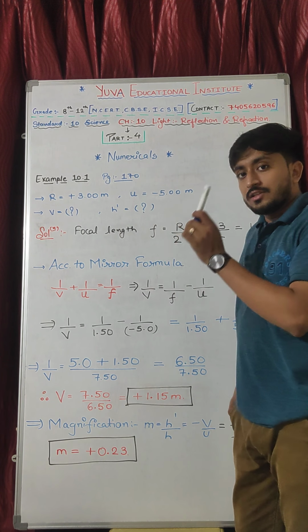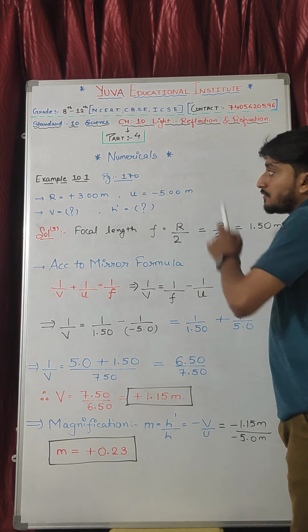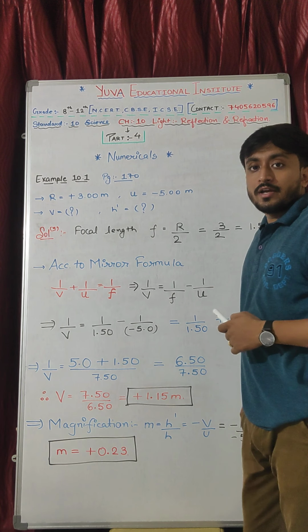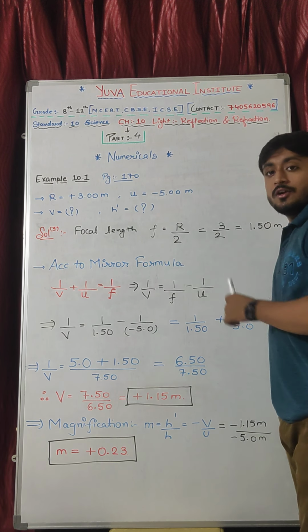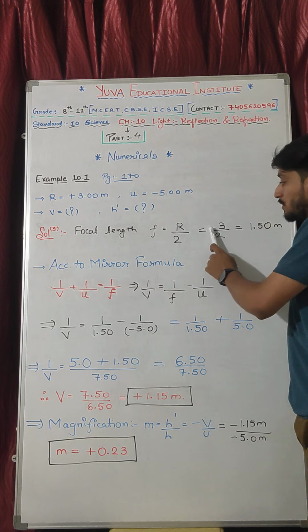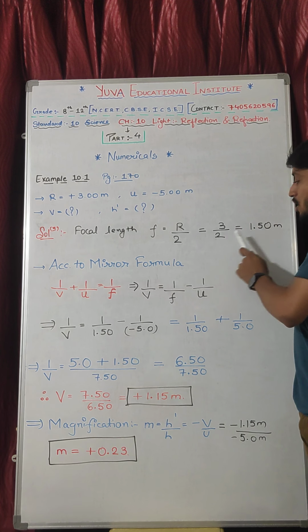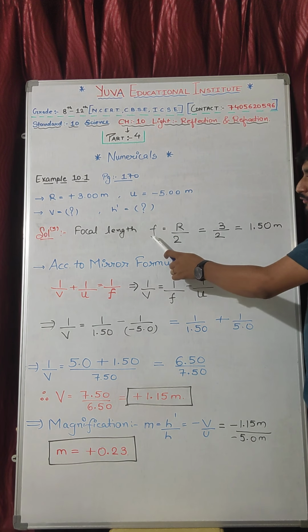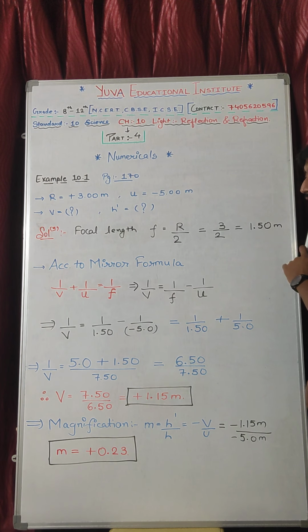Now how to solve this? First of all, let's see the solution. We require focal length. Where will you find focal length from? f is equal to R by 2. Now R is given 3, put the values, 3 divided by 2, you will get 1.50 meter. Now your value of focal length is 1.50.